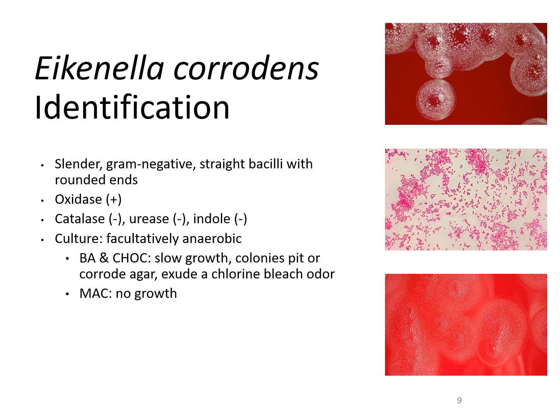What's unique about this organism is that it will actually pit or corrode the agar, and it will give off a chlorine type smell. It does not grow on MacConkey agar, but if you look at these images here, you can see where the colonies have pitted away at the blood agar, so it gives a roughness to it, and you can see that in the bottom image as well.